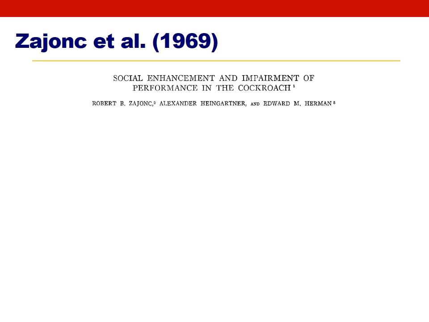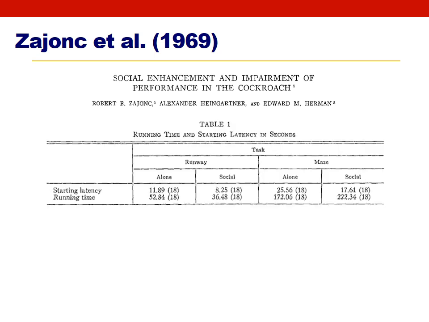Here are the actual results of this study. This table shows us the cell means for each of these four groups. So what they called the runway is what we called the simple maze, and what they called the maze is what we called the complex maze. The alone is, of course, they did it by themselves. The social is the group that did it in front of an audience. Running time is the dependent variable we were interested in. That's how long it took them to get out of the maze.